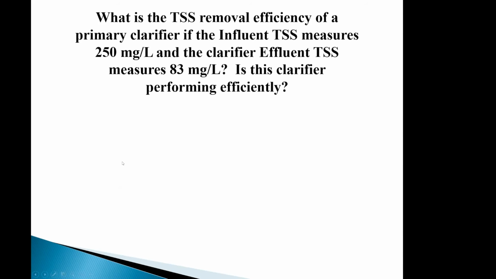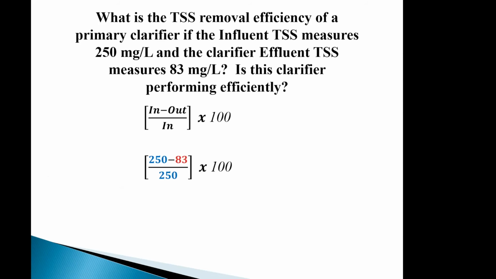So let's work through this example here. Here's my efficiency formula. I've shortened it a little bit: what comes in minus what goes out, divided by what goes in, times 100. So I plug in the numbers from the problem. This is a relatively simple math problem. This may have been asked on your grade 2 or grade 3 exam. You follow through on the math and you get 66.8% removal efficiency of total suspended solids.